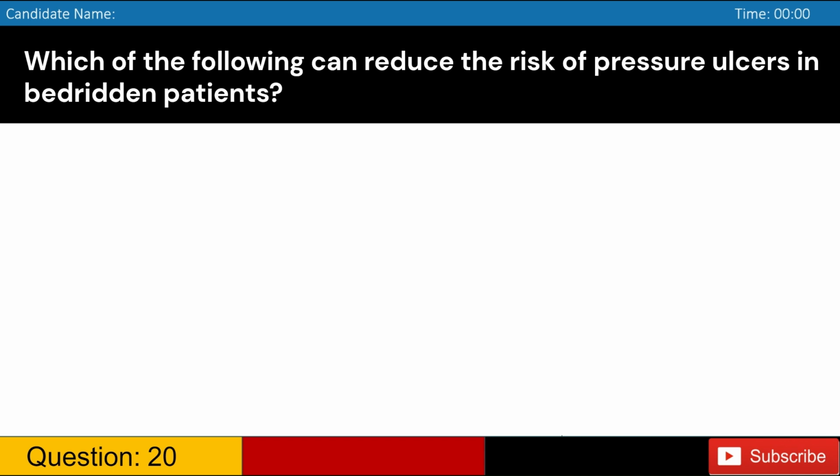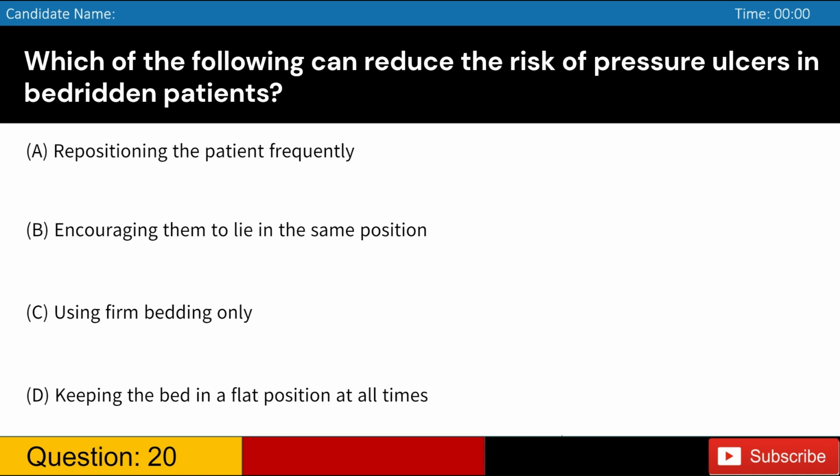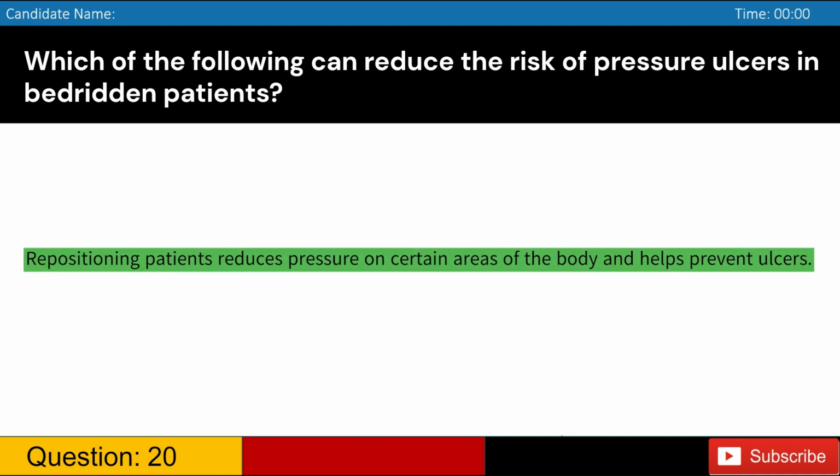Which of the following can reduce the risk of pressure ulcers in bedridden patients? A. Repositioning the patient frequently. B. Encouraging them to lie in the same position. C. Using firm bedding only. D. Keeping the bed in a flat position at all times. Answer A. Repositioning patients reduces pressure on certain areas of the body and helps prevent ulcers.